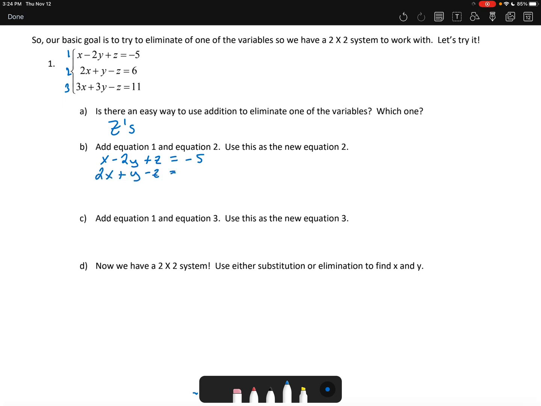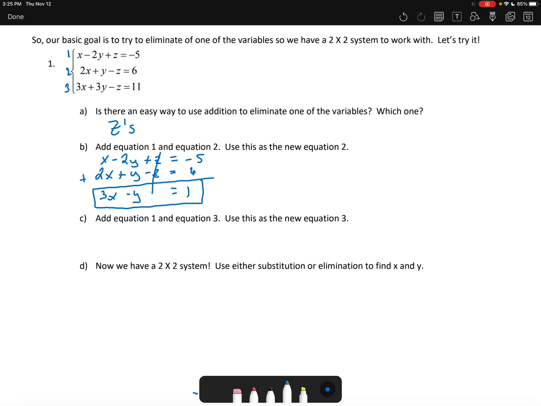Could you eliminate y's or could you eliminate x's? Of course you could. Just try to pick the lesser of the evils though. So whenever I add here, I get 3x minus y, the z's cancel, equaling 1. And I like to box that in when I get it because I'm going to need that later.